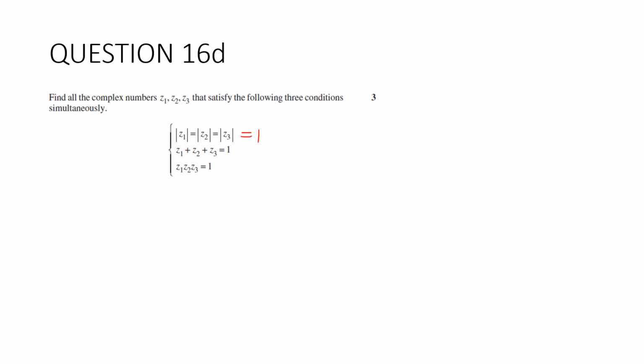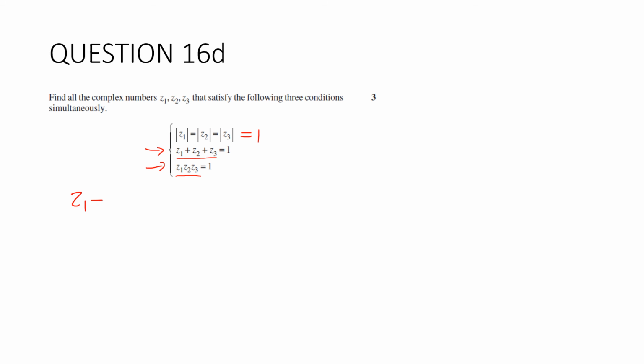And that's all very well. Now, how do we use these two here to be able to work out the complex numbers Z1, Z2, Z3? It's a matter of recognizing that this looks like the sum of the roots and the product of the roots. And if you don't see that, you're going to struggle a bit.